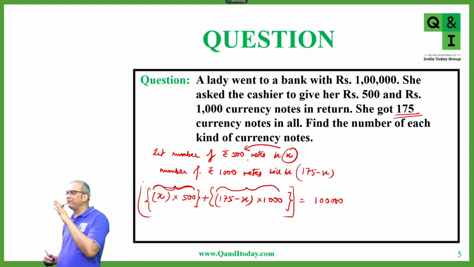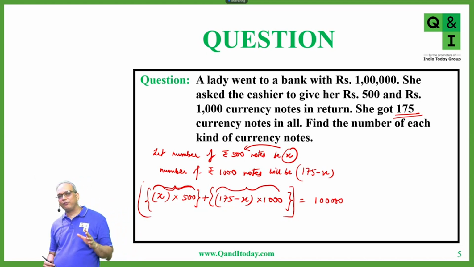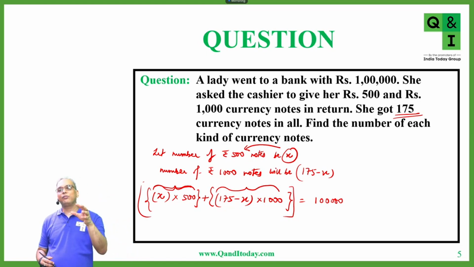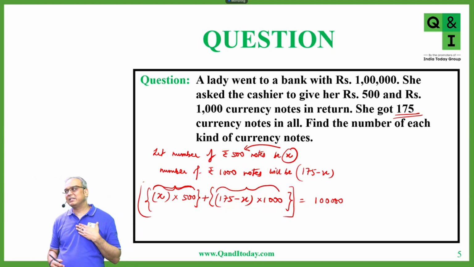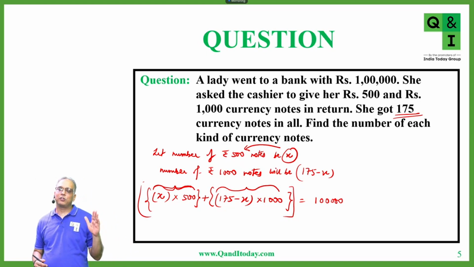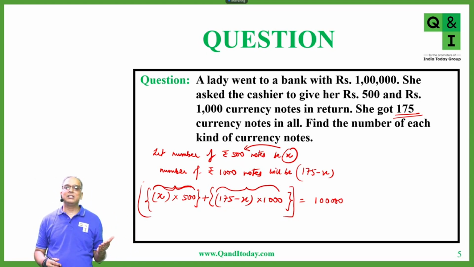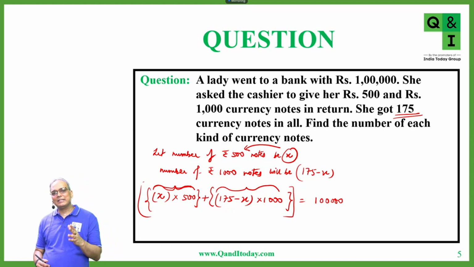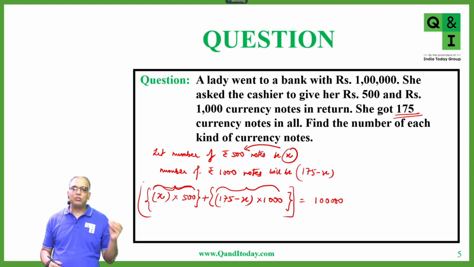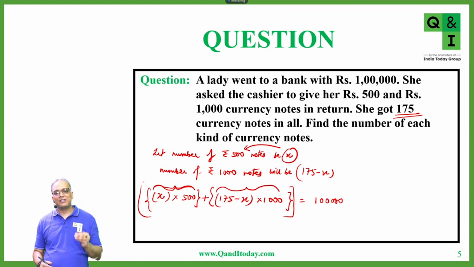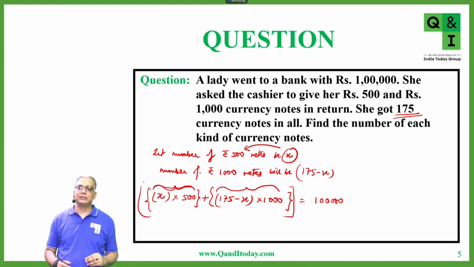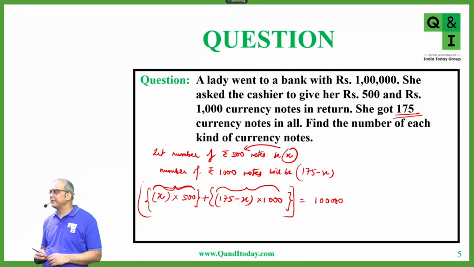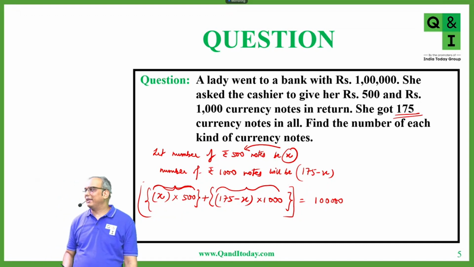For example, if I have 5 notes of 500, how much money do I have? It will be 5 into 500, that is 2500 rupees. So if I have X number of notes of 500, the amount of money which I will have is X into 500. And if I have 175 minus X notes of 1000, the amount of money I am going to have is 175 minus X into 1000. Is it clear now? So equate it to 1 lakh.